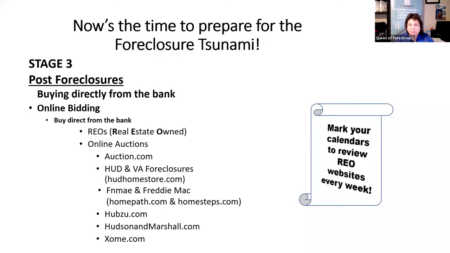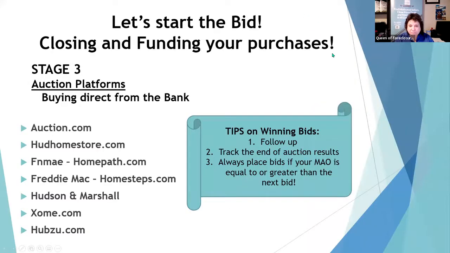In the meantime, either screenshot this screen right here so that you get these websites, and you see where it says mark your calendars to review REO websites every week. That's something you want to do. And here they are again. So this is an even better, easier one. Auction.com, HUD Home Store is all the FHA properties that go back to the bank.